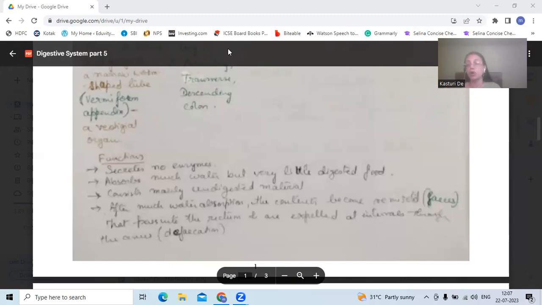After much water absorption, the contents which remain, that is almost semi-solid, which we call feces, pass into the rectum and are expelled at intervals to the anus, which is known as defecation. So this process of eliminating or rather expelling the feces out of the body at regular intervals through the anus from the rectum is known as defecation.